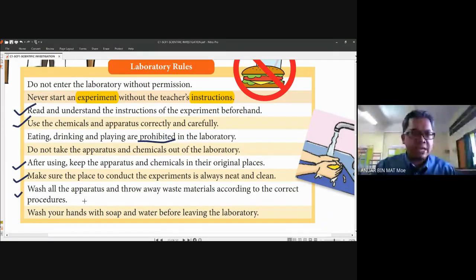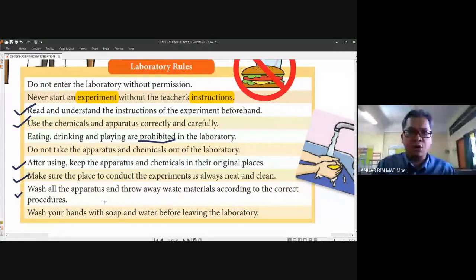Next one, wash all the apparatus and throw away waste material according to the correct procedure. After you use the apparatus, you must wash it, and if there is a residue or balance of the chemical, you must throw it away. You cannot reuse the material. You take a small amount of chemical, you do the experiment, and after you finish, you must throw away the balance. You cannot put the balance back inside the bottle. You must throw it all away.